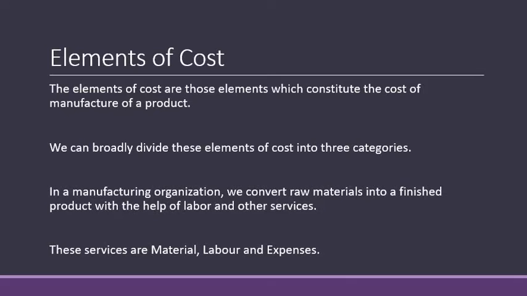Let's see what are the elements of cost. The elements of cost are those elements which constitute the cost of manufacture of a product. We can broadly divide these elements of cost into three categories. In a manufacturing organization, we convert raw materials into a finished product with the help of labor and other services. These are material, labor, and expenses.